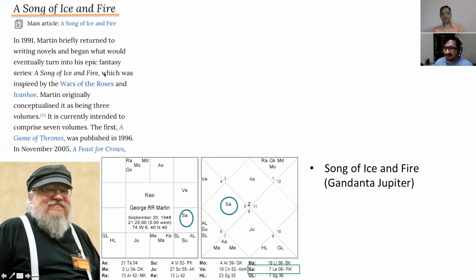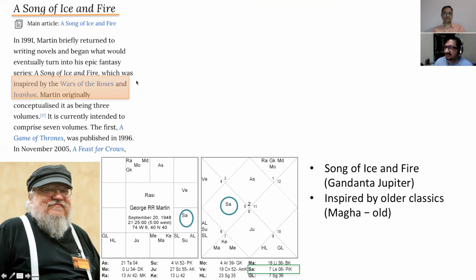But then this was interesting because A Song of Ice and Fire was inspired by the Wars of the Roses and Ivanhoe. So these were actually English classics. He got his inspiration to write A Song of Ice and Fire by reading classics or ancient books. So this was clearly showing Magha themes for sure.